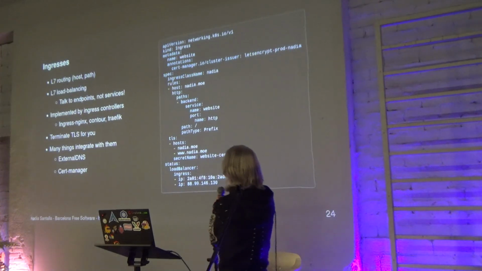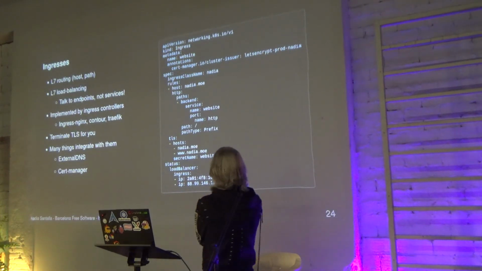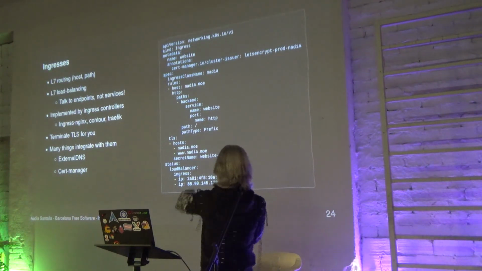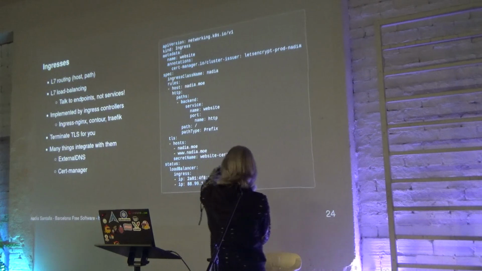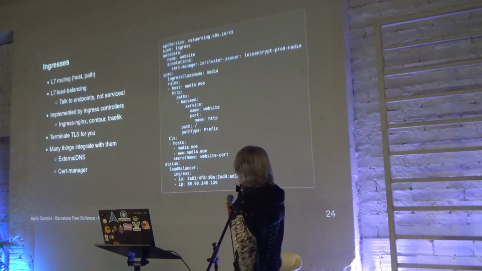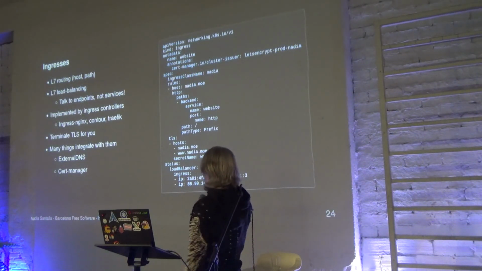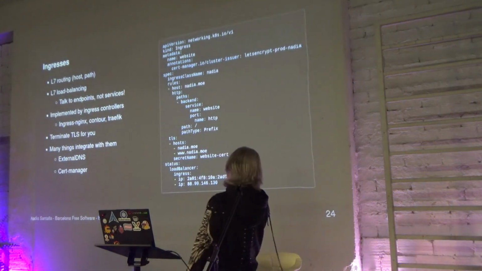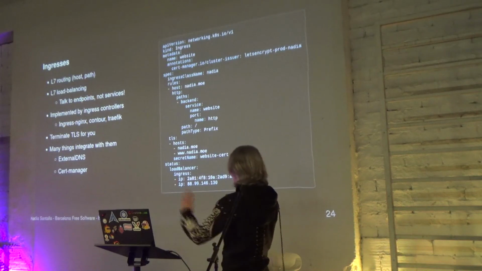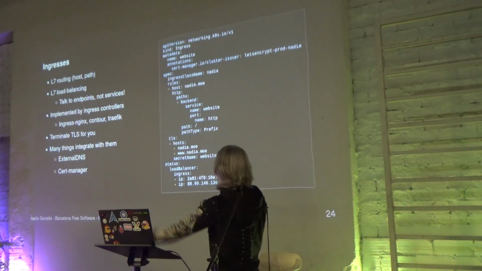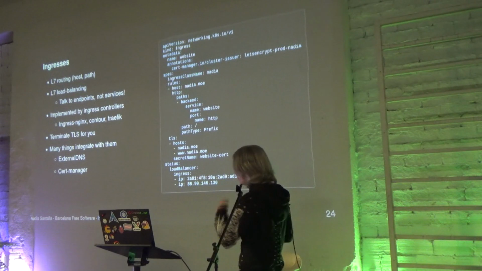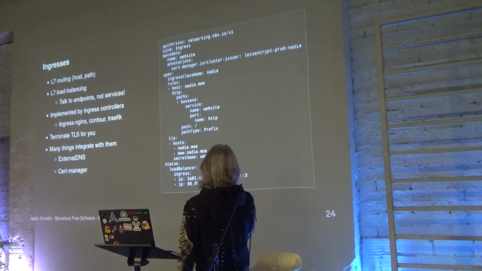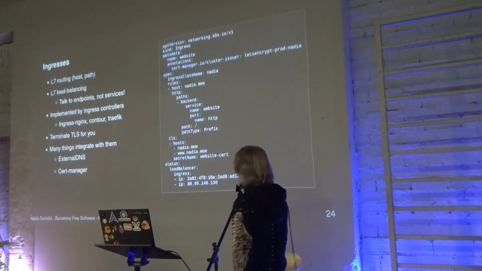Another thing ingress controllers will do is terminate TLS for you. This is pretty neat. You can see there is some TLS related stuff in there in the YAML on the right. That's the reason for that. And there are many things that integrate with ingress objects. For example, external DNS, which I'm not talking about today because this is pretty long already, or cert-manager, which you can use to actually get those certificates.